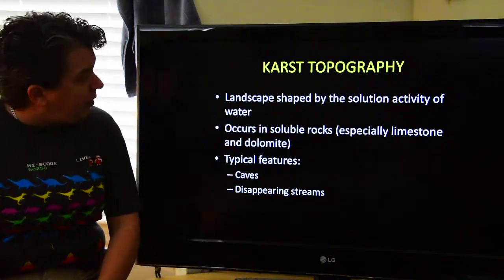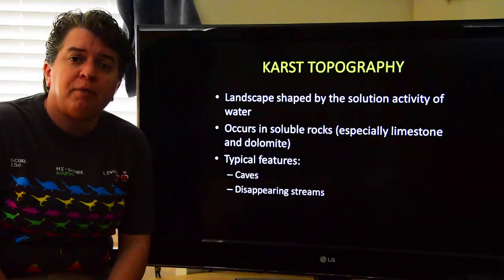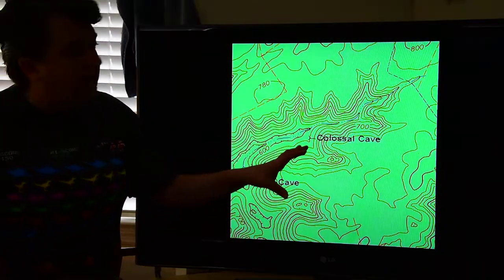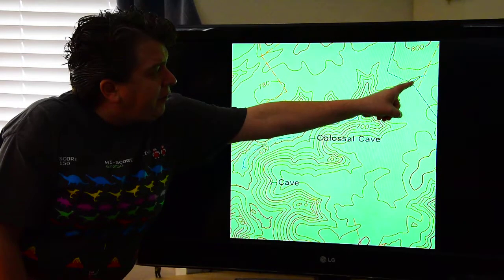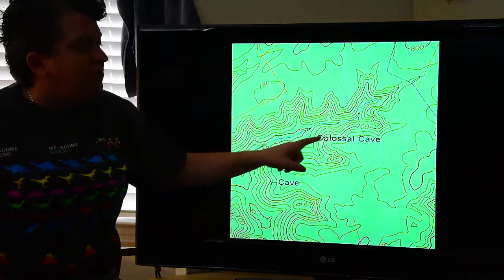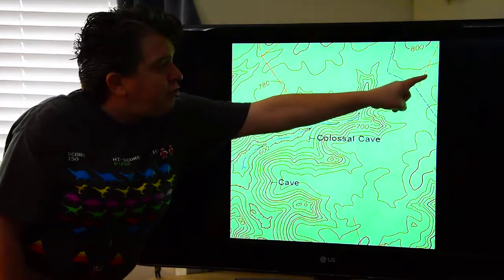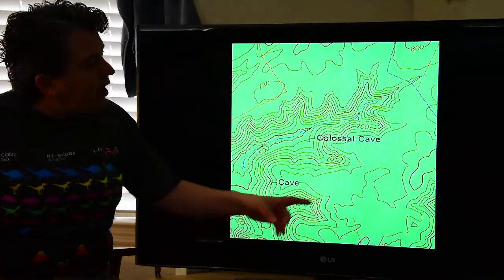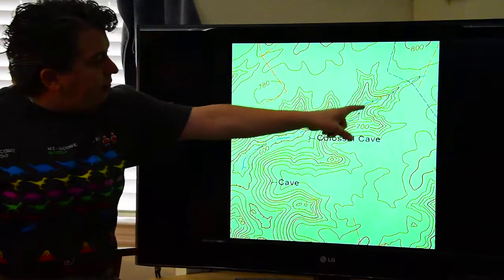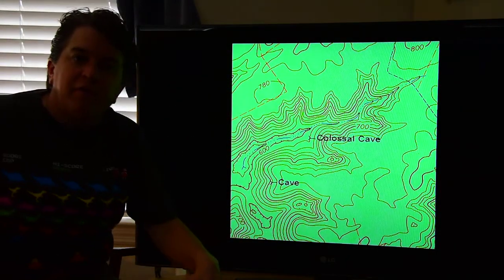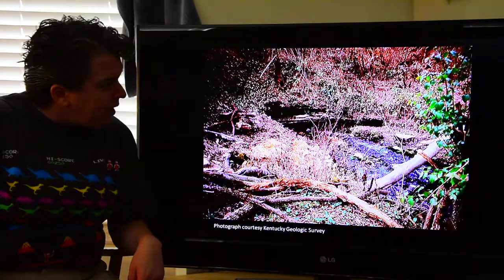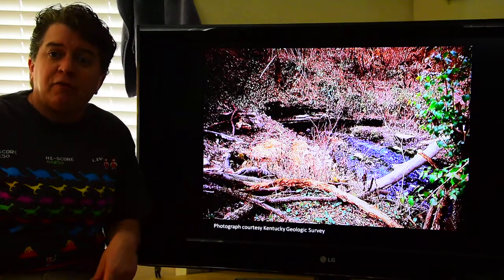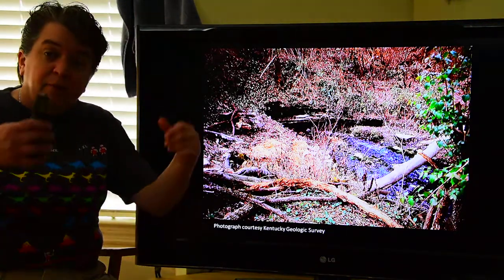Another thing we see in karst topography are things called disappearing streams. They're exactly what they sound like. Now this is a topographic map, and this little line right here, the three dots and the dash, represents a stream. A disappearing stream shows up, flows for a very short distance, and then disappears. It pops out of a cave here, flows over the surface, and then disappears underground into another cave. There's a cave system there, and this is one of these disappearing streams suddenly appearing on the surface.